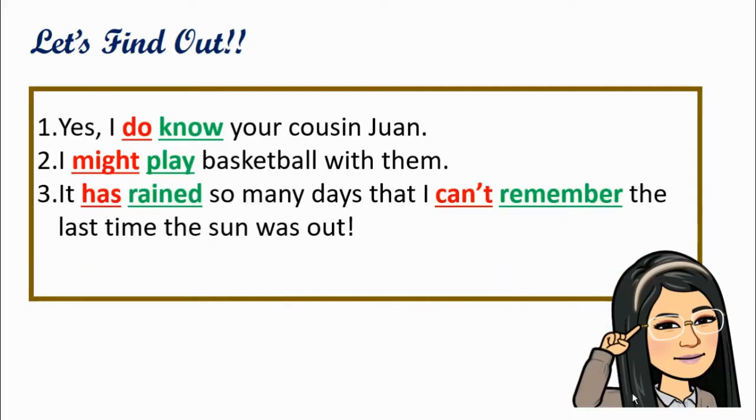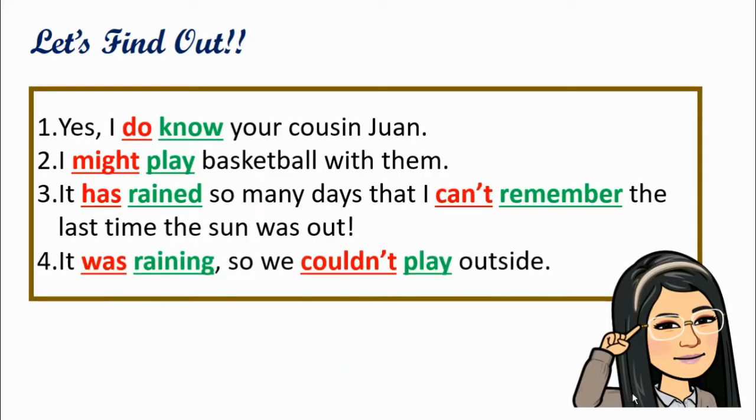Now let's take a look at sentence number 3. It has rained so many days that I can't remember the last time the sun was out. Notice that we have two auxiliary verbs and two main verbs. The auxiliary verbs are has and can't. The main verbs are rained and remember.